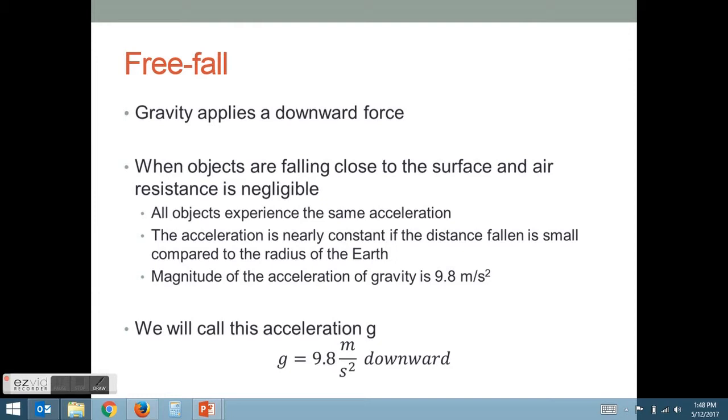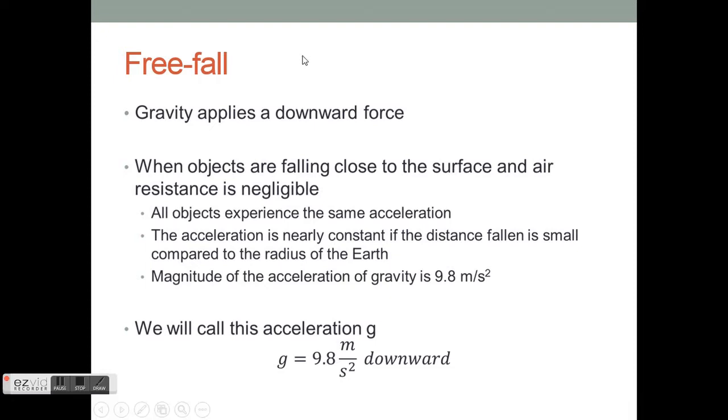Alright, in this lesson we're going to look at situations where we have objects that are in what we call free fall in physics. Free fall basically means that an object is falling under the influence of gravity. Now, one thing we probably know about gravity before we even started this course is that gravity applies a downward force on all objects. Downward as in toward the Earth.